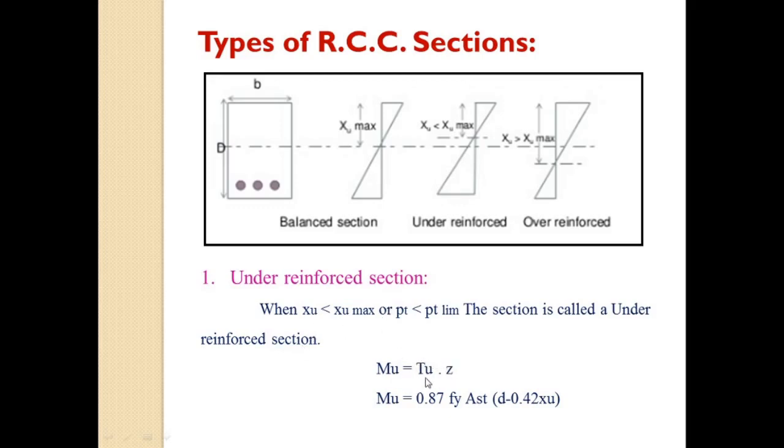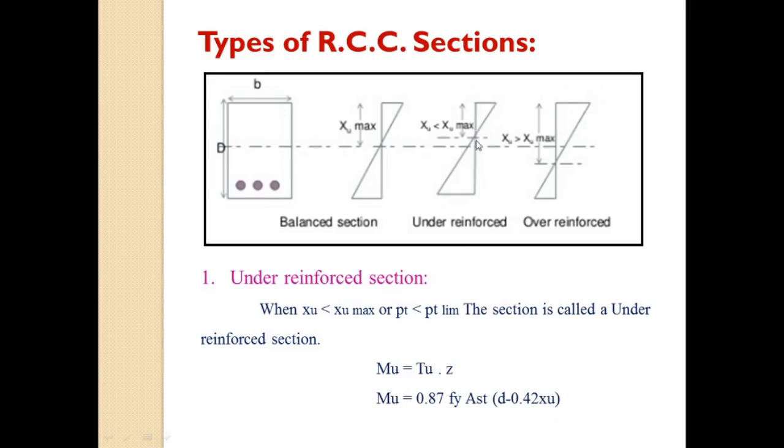Mu is equal to the total tensile stresses into the lever arm, that is Z. So how do we calculate it? Mu is equal to Tu, which is 0.87 Fy into AST. We already saw this in the last slide. And this Z is the distance D, that is the effective depth, minus 0.42 XU. So the formula of moment of resistance for under reinforced section is Mu is equal to 0.87 Fy AST in bracket D minus 0.42 XU.